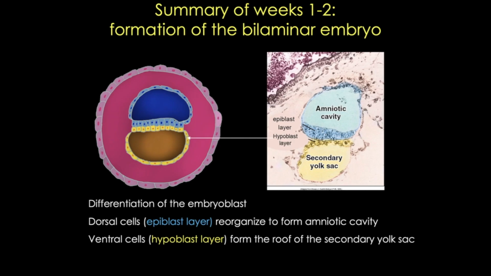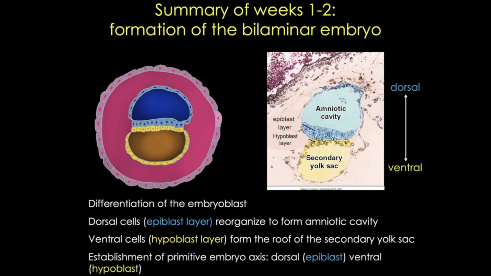Now, finally, it's at this very early stage that the embryo begins to organize along an axis. In this case, the dorsal side is composed of the epiblast, and the ventral side is the hypoblast. We'll see that the anterior, posterior, and medial lateral axes will be organizing during gastrulation.